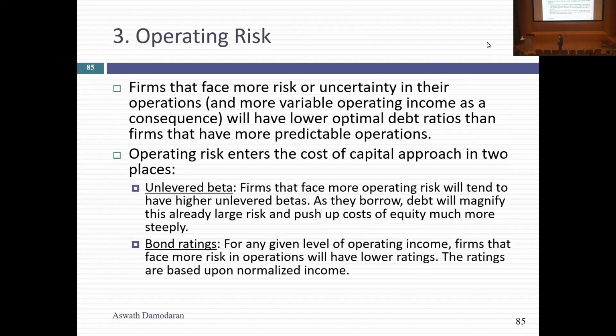The third factor is risk. Obviously, riskier companies should borrow less than safer companies. Where does it show up in your analysis? In 2 places. One is that the unlevered beta that you have for your company reflects its underlying business risk. That has a multiplier effect on it. So if I put in an unlevered beta of 3 for a company, I should expect to get a much lower optimal debt ratio than if I put in 0.7.